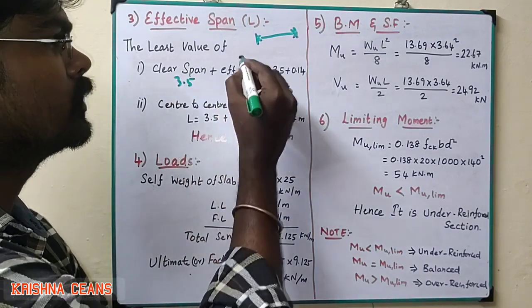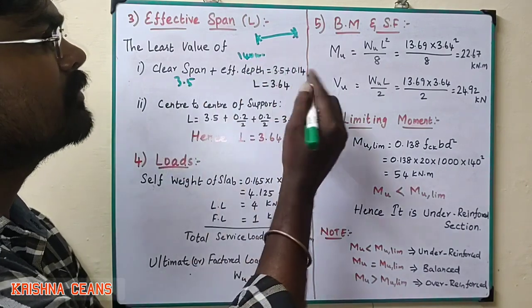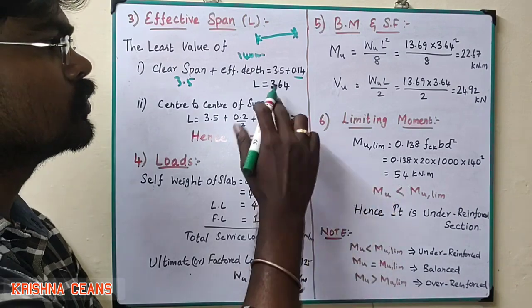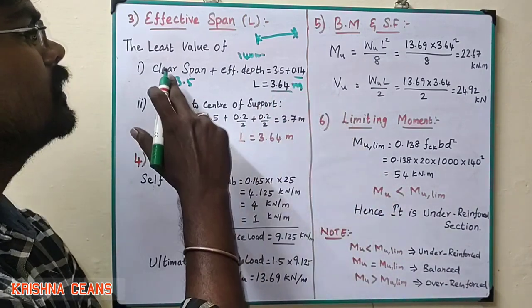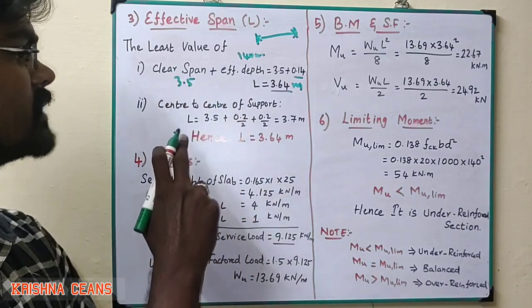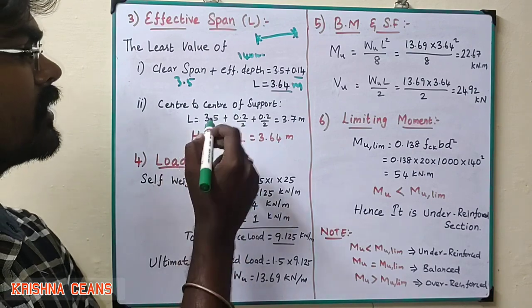Effective span we found it as 140 mm. So 3.5 plus 0.14, we convert in terms of meter. So 3.64 meter for the first condition, clear span plus effective depth. For the second condition, center to center of support 3.5.